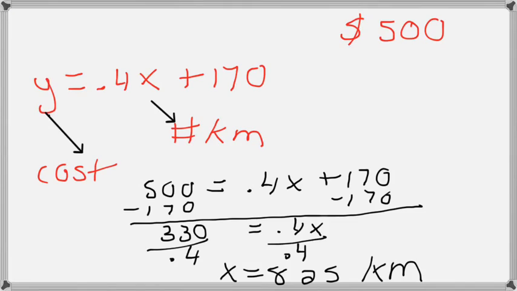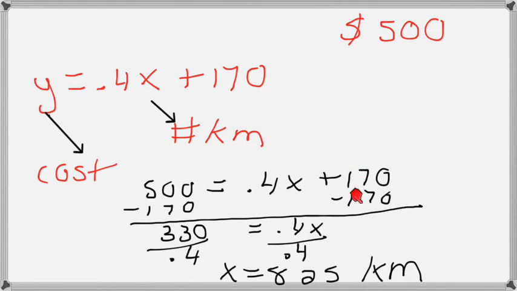Okay, moving on. The first question is asking you how far you could go if you had 500. And again, in order to know where the 500 goes in the equation, I have to know that the x is the number of kilometers and the y is the cost. And since 500 is a cost, it goes in the y spot. 500 equals 0.4x plus 170. I'm solving that equation for x.